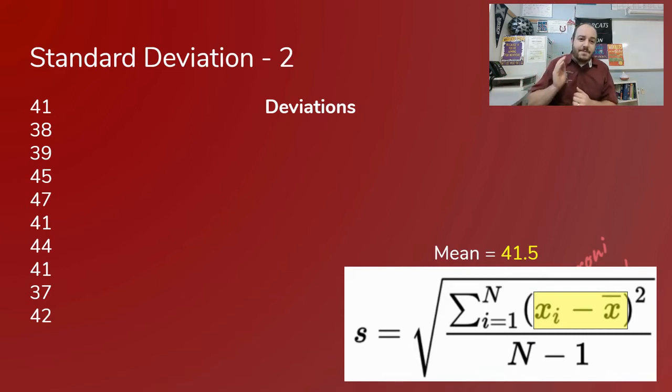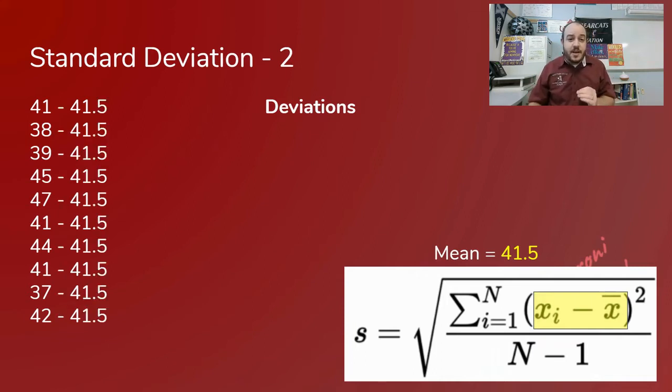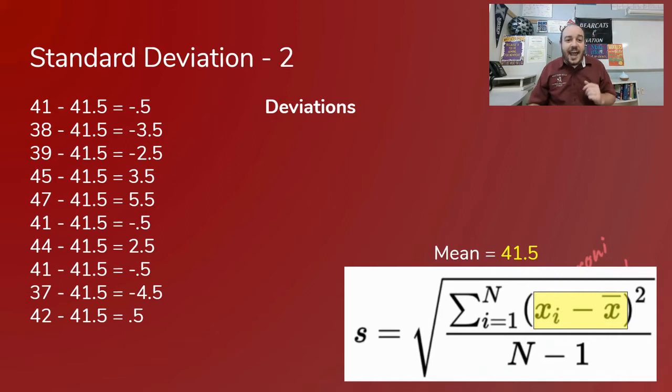So let's go ahead and find the deviations for each of the 10 numbers in our data. So in this case, we found the mean to be 41.5. So I need to subtract 41.5 from every number in my list. Now, I can go through and do that quickly because of technology. And that gives me these deviations.